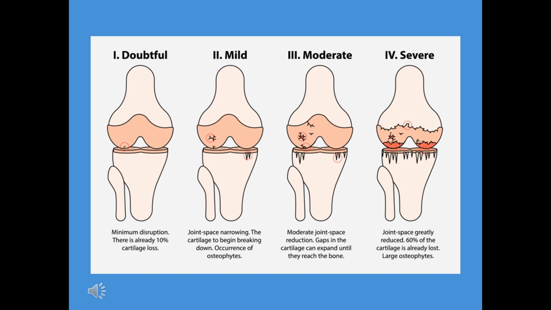We tend to have a 1 to 4 grading system for osteoarthritis, which I think it's worth having a look at when you get the opportunity. Here's a slide of what's going on.